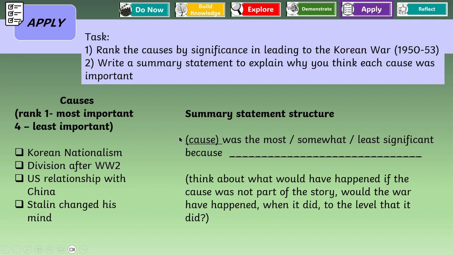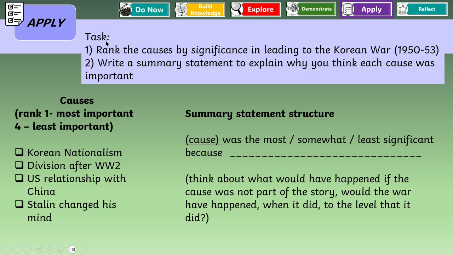So it might be Korean nationalism was the most important because Kim was the one that invaded. It doesn't have to be massive. Or Korean nationalism was least significant because without Stalin changing his mind, Kim wouldn't have had enough weapons. This is just organising your thoughts and coming to an explanation. There's no necessarily right or wrong. Well, there's no right way necessarily to do it. There's definitely wrong ways, but there's no right way to do it. So just have a go. It's your opinion. As long as it's logical, you'll be fine. Again, pause the video while you do that.